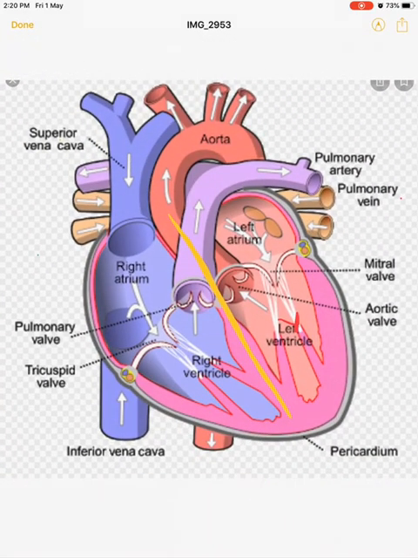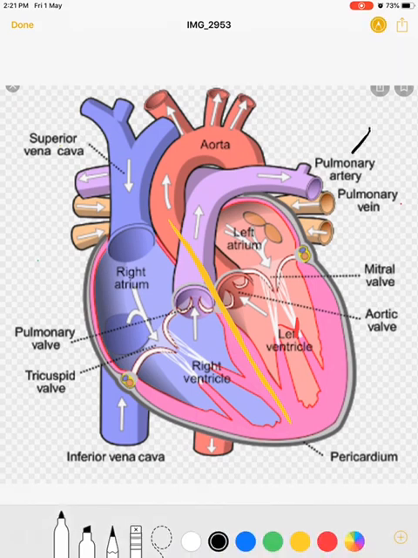So once again, we can summarize it. Our heart has 4 chambers: left atrium, left ventricle, right atrium, right ventricle. The right portion of the heart always has deoxygenated blood. The left portion always has oxygenated blood. The right ventricle pushes the blood into the pulmonary artery. From the pulmonary artery, the blood goes to the lungs.